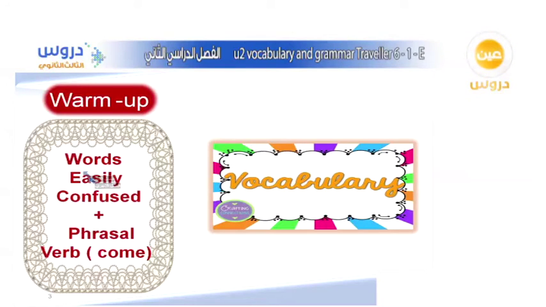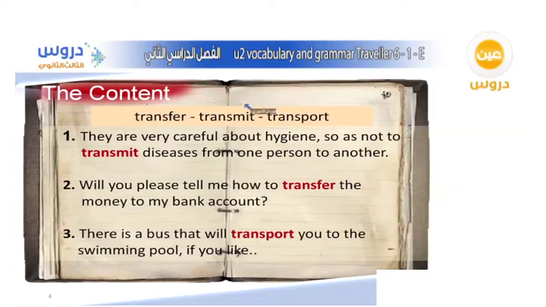Now, warming up a bit, vocabulary: words easily confused, plus the phrasal verb come. So we are going to start with words easily confused. Confused means it's not clear if it's carrying such a meaning or has a different one. So you are confused. Is it the same meaning in your mind or is there another meaning?